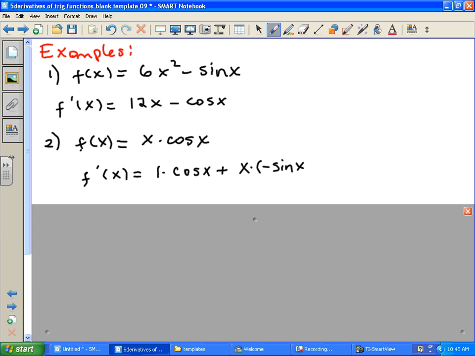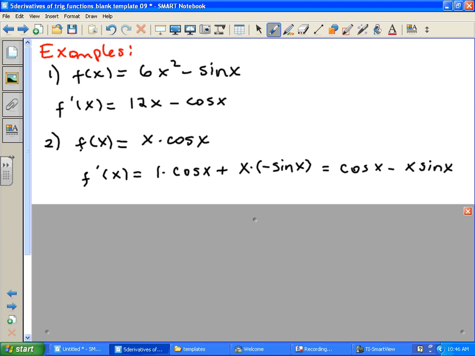You could do it a number of ways. Because there's a plus sign in the middle, it doesn't matter which order you write. So you could have also done it like this: x times the derivative of cosine plus cosine times the derivative of x. That would give us the same answer. Then is there a way to simplify this? All I can do is put the minus in the middle, so I can say this is the same as cosine x minus x sine x. But the important thing here was to remember to use the product rule.